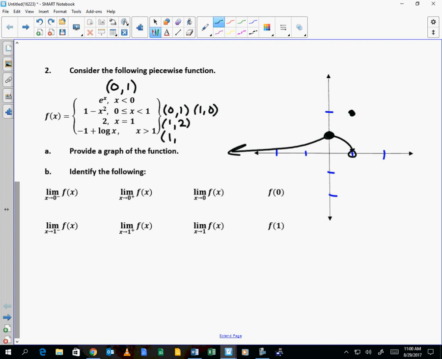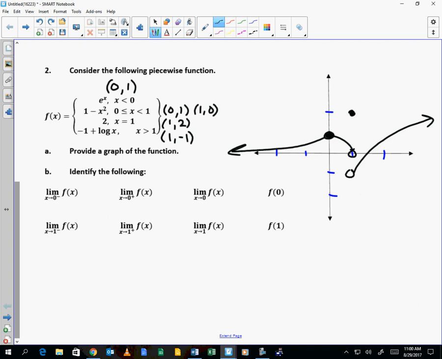And then I have -1 plus log x. I plug in 1, and I get, what's the log of 1? Do you remember the base of a logarithm? This base is 10, so that means 10 to what power is 1? 10 to the 0 power. So that's 0, and then -1 would be -1. So 1, -1. Open or closed circle? Open. And it will head off like that from there. We don't have the back side of it. So there's my piecewise function.